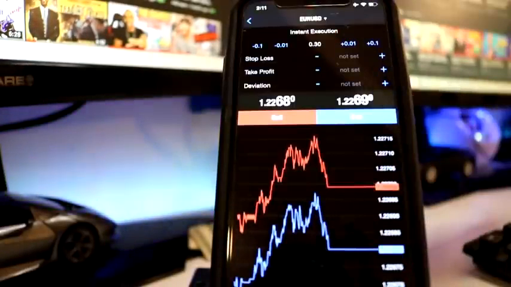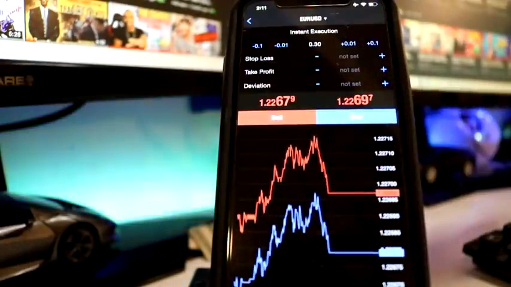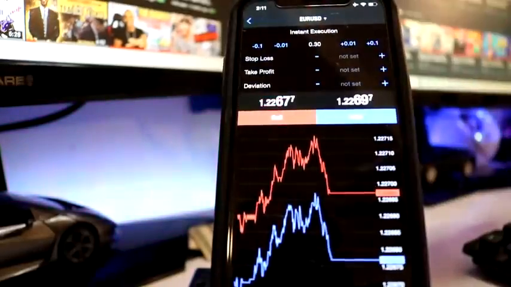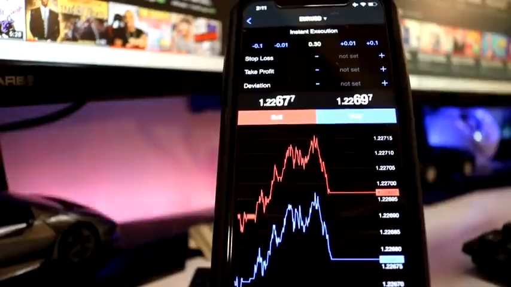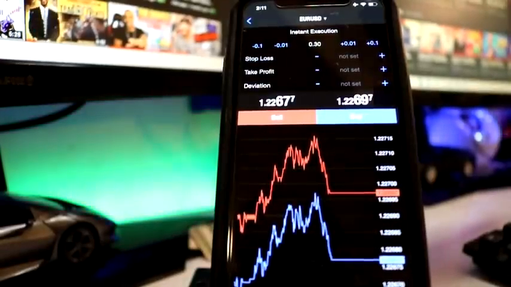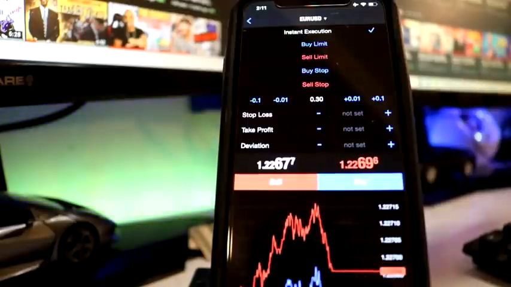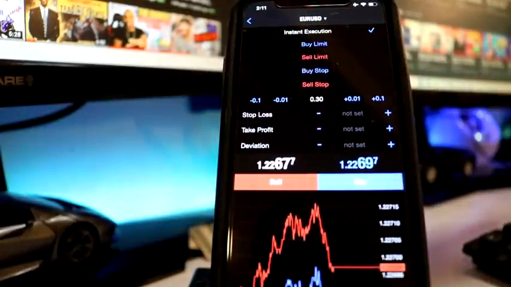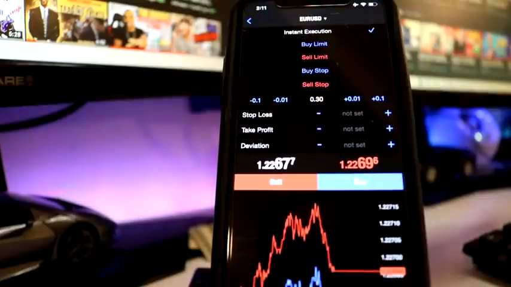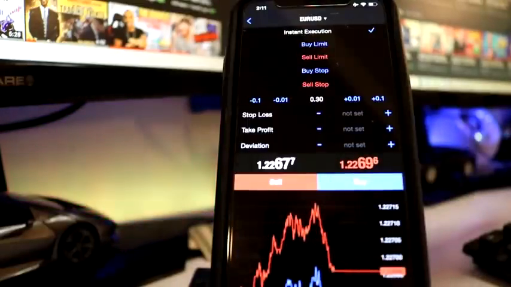But when you get to this page, this is going to be your trading page. Obviously right here at the top, you have your currency pair, so make sure that's correct, that it's the one you actually want to trade. Under that, you're going to have your type of trade. In trading Forex using the MetaTrader 4 app, there are two types of executions: you can do an instant execution or you can do a pending order.